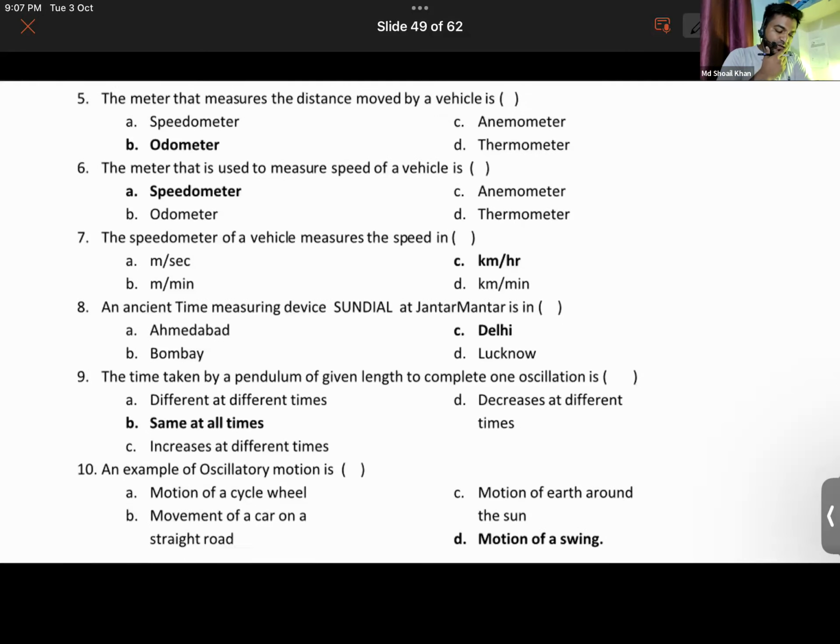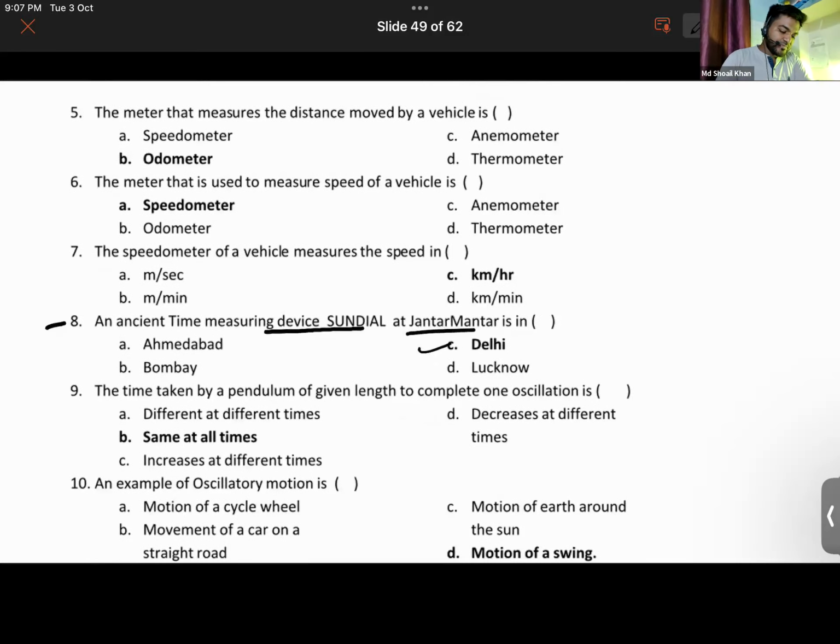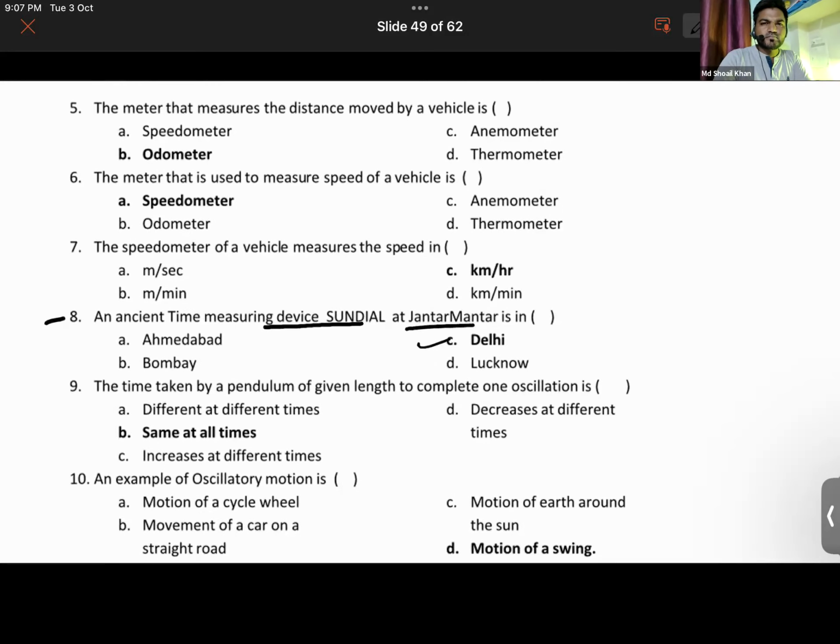Now, coming back to you, Vaiga, which question were you solving? The eighth one, so it's Delhi. Okay, so the ancient time device, the sundial at Jantar Mantar, is in Delhi, obviously. Chakrika, the so time taken, this is also in Jaipur, done. It is in Delhi and Jaipur, right? It is in Delhi. About Jaipur, I'm not very sure.